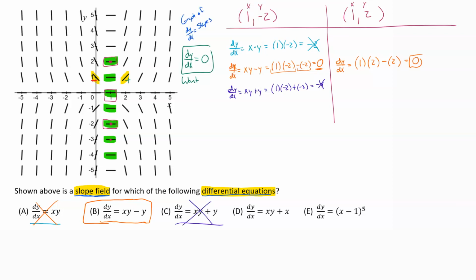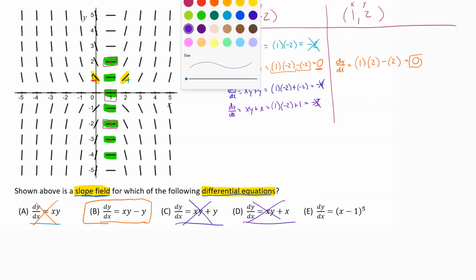Rolling on to D right now, so we're looking at this equation. We're going to end up getting xy plus x, which is going to get us 1 times negative 2 plus 1, which is negative 2 plus 1, which is negative 1. That's not going to work, so that's off the table.